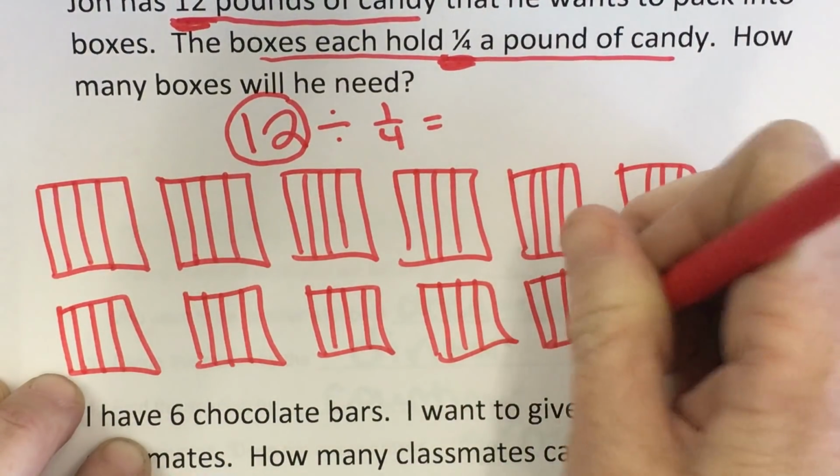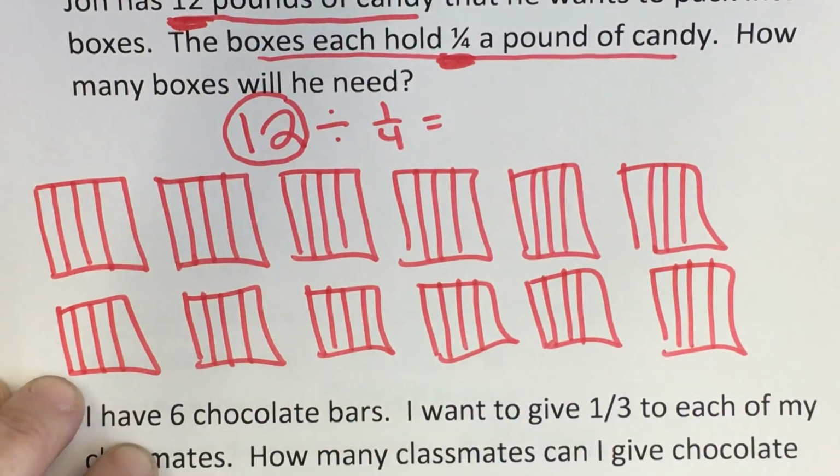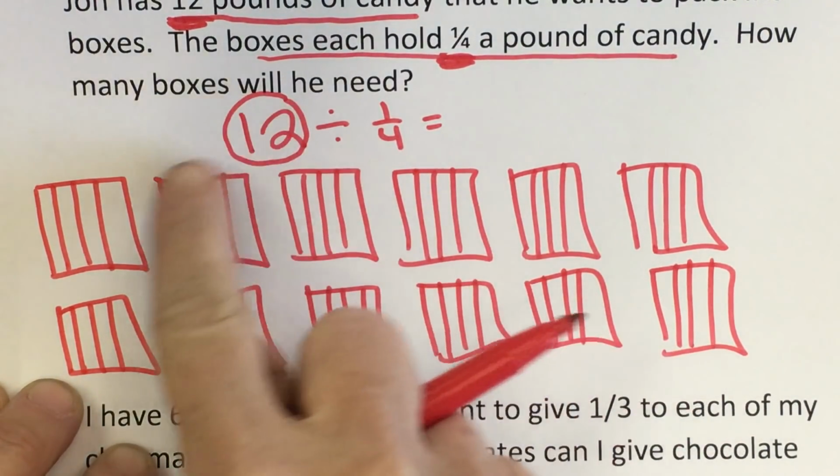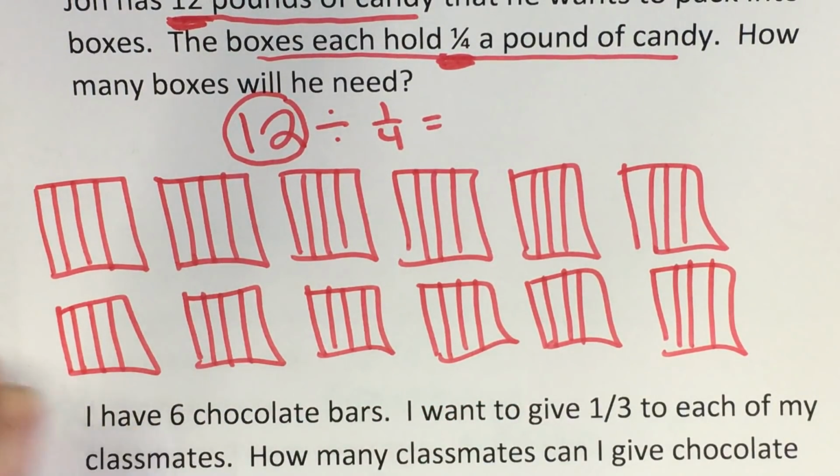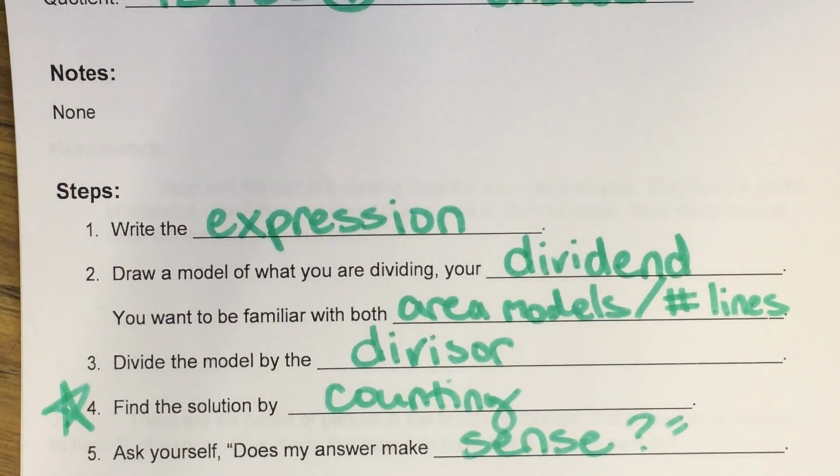I know, for these big numbers, this one takes a long time. Okay, so what I did is I took my 12 pounds of candy and I cut them or divided them into fourths. Okay, let's look at my next step.